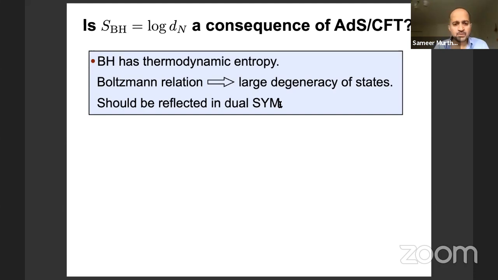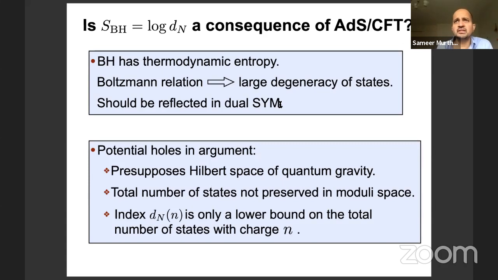So this is the basic idea. Now, as many of you know, there are many gaps in this argument. Firstly, at the philosophical level, this assumes a Hilbert space of quantum gravity, about which we know very little. Then the Boltzmann equation really talks about the degeneracy of states, and here d_N is the index degeneracy. The degeneracy of states is not preserved in the moduli space when you move from weak coupling to strong coupling. And thirdly, this index is only a lower bound on the total number of states. So there's no a priori rigorous reason why these two should be equal without more information.